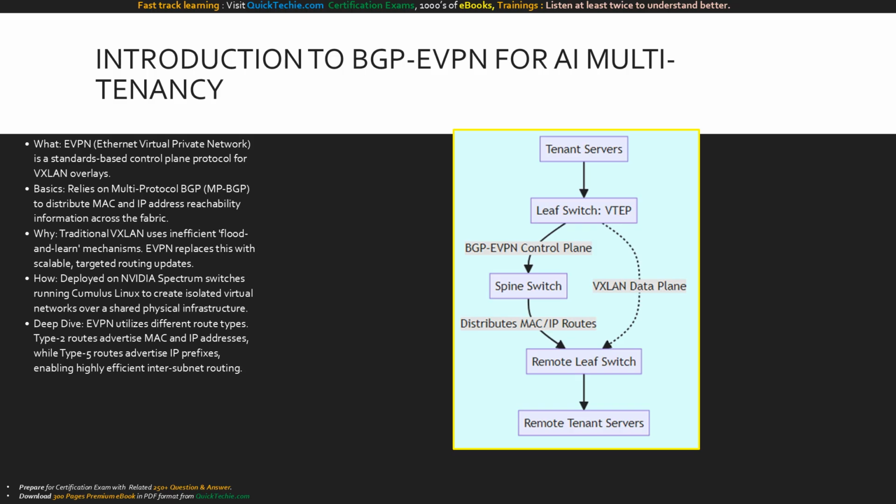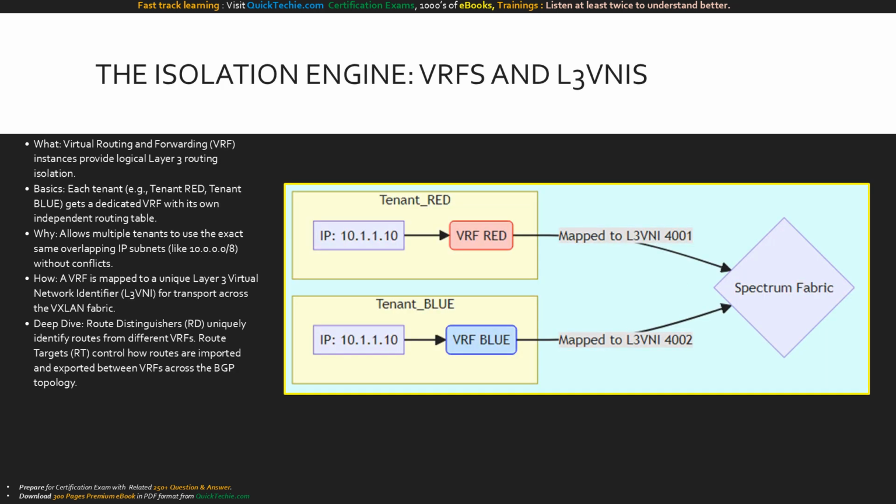Looking at this diagram, you can see the separation of the control plane and data plane. The solid lines represent the BGP EVPN control plane communicating through the spine to distribute MAC and IP routes. The dotted line represents the actual VXLAN data plane tunnel. EVPN tells the switches exactly where the endpoints are, allowing the VXLAN tunnel to deliver the data directly without unnecessary flooding.